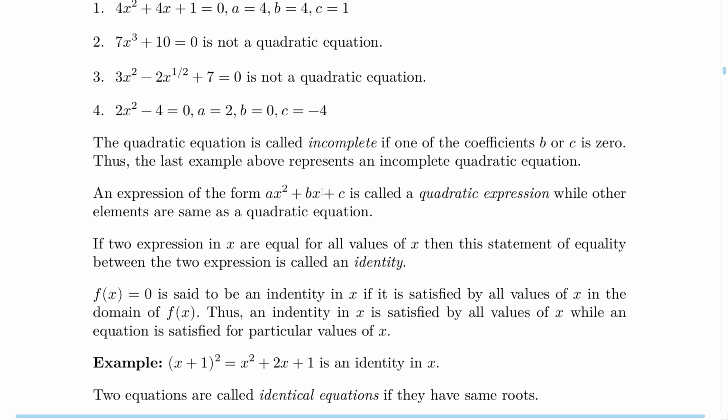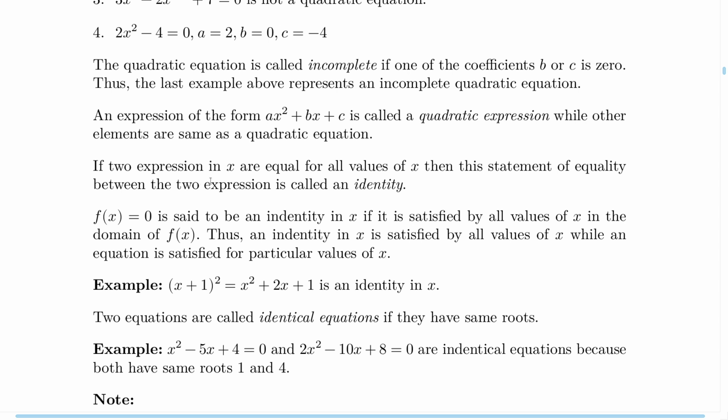An expression of the form ax square plus bx plus c is called a quadratic expression, while other elements are same as the quadratic equation. If two expressions in x are equal for all values of x, then this statement of equality between the two expressions is called an identity. You will see the examples very soon. f(x) is equal to 0 is said to be an identity in x if it is satisfied by all values of x in the domain of f(x).